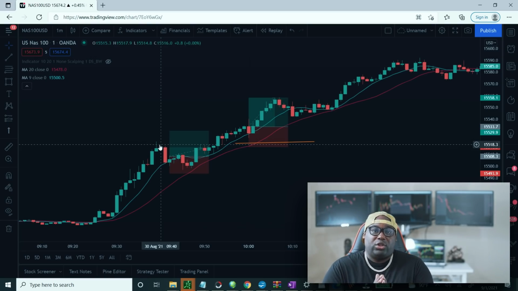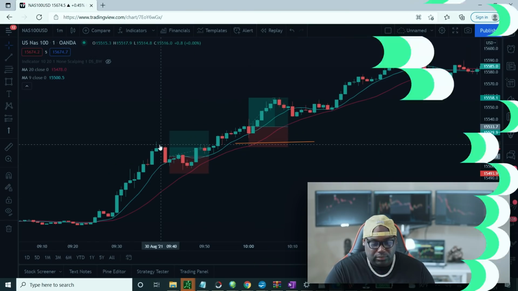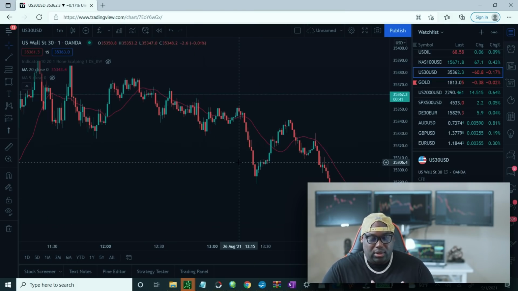Or you can actually use the 20 moving average by itself. So let me show you guys a good example. Okay, so right here, I'm showing you guys the 1-minute chart, right? And I'm showing you guys, the first example was NASDAQ 100, okay? And this example is US 30, which is the Dow Jones, okay? But this will work in any market, so don't think that it won't work in any market.